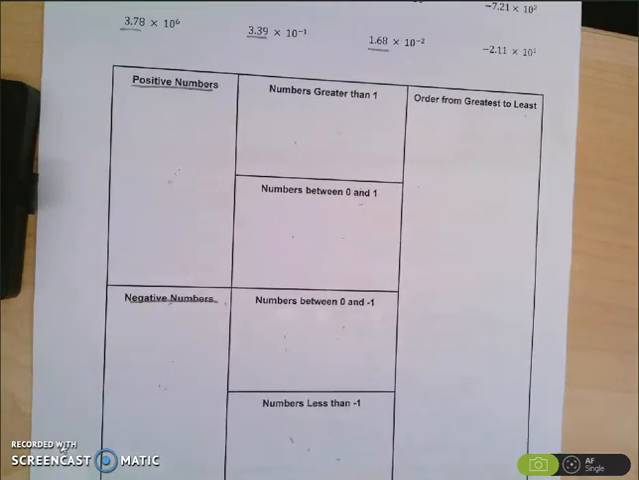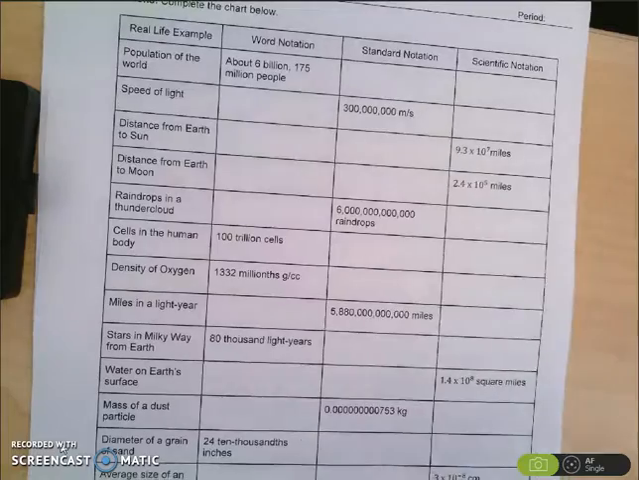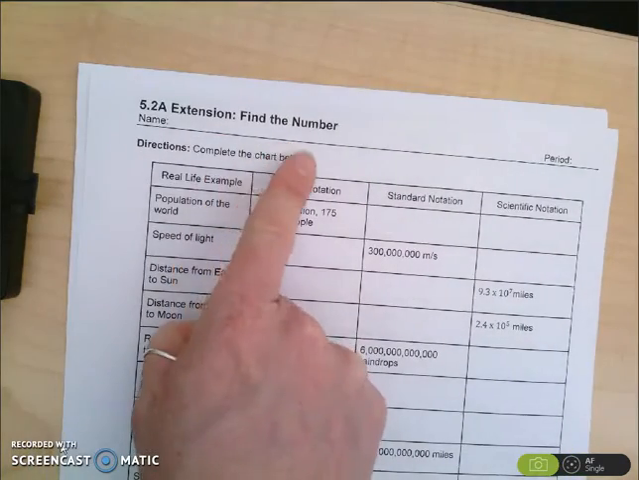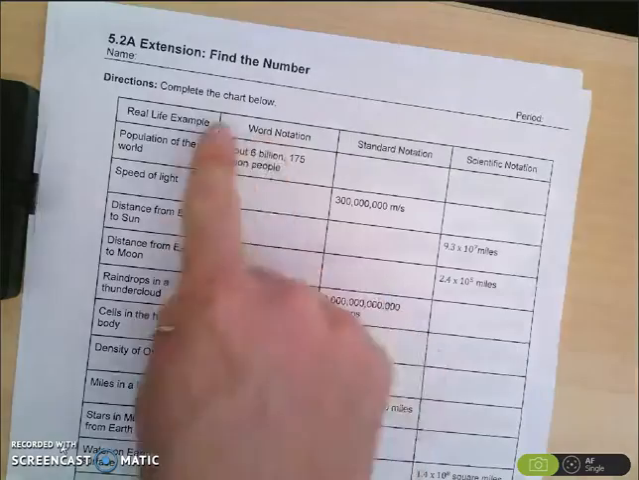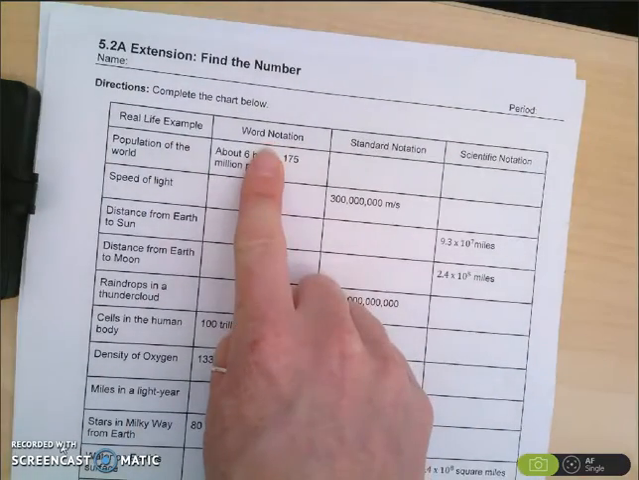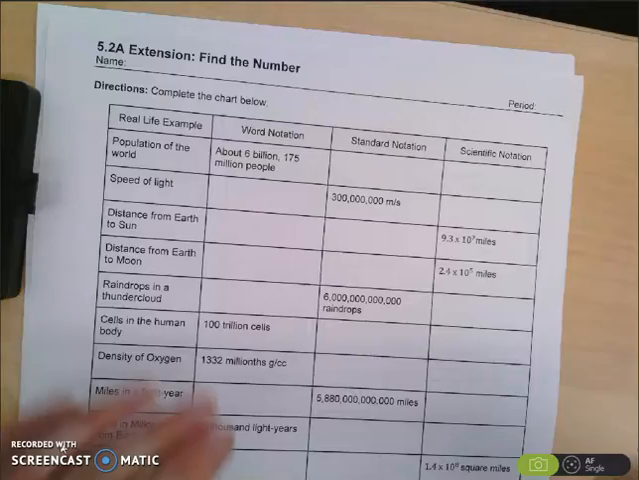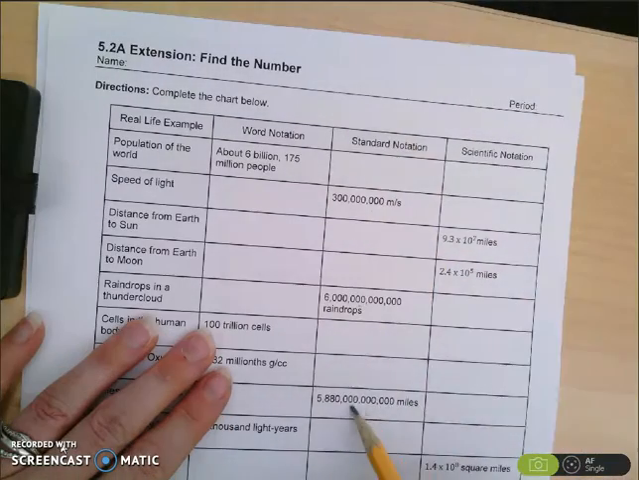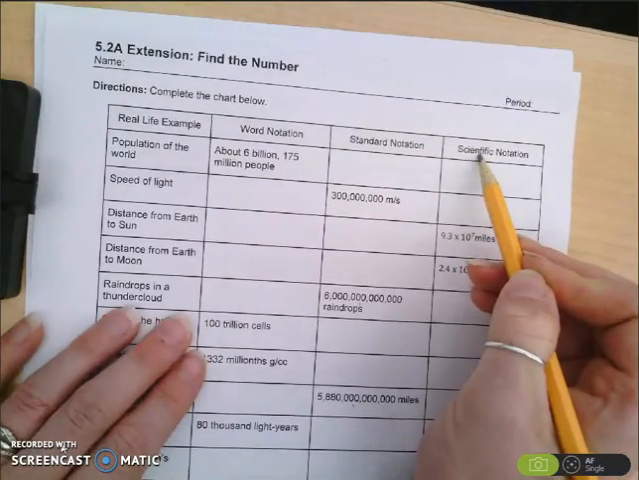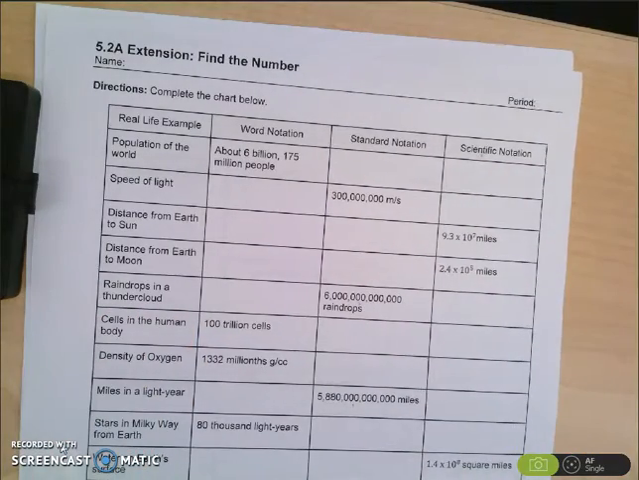I want to give you 8 minutes to work on this with your groups. If you finish early, please turn the page to work on your extension, Find the Number. What you're doing here is you're writing down from the word notation in standard notation, which remember is the decimal expansion, and in scientific notation. You may want to remind yourself about the different decimal place names. So please pause the video for 8 minutes, and then we'll go over our work.